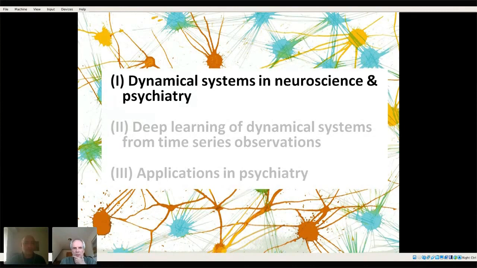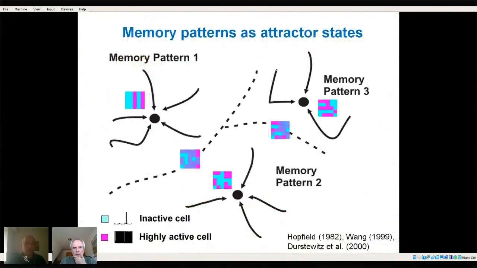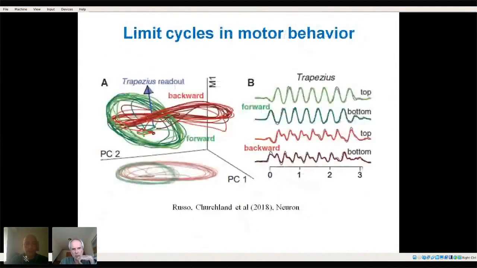So I just wanted to make the point that dynamic systems theory really has a long tradition in computational and theoretical neuroscience, dating back at least to the work of John Hopfield, but likely before, who, as many of you might know, conceived memory patterns as fixed point attractors and the process of memory retrieval as convergence to one of these fixed point attractors. There are a lot of empirical indications of many different types of dynamic systems phenomena.